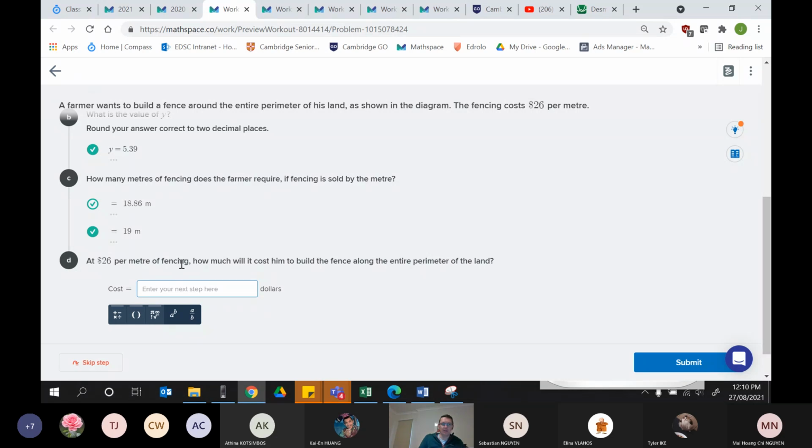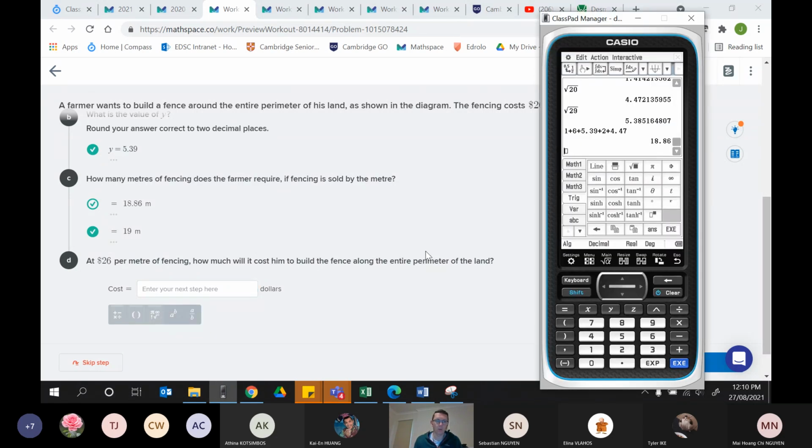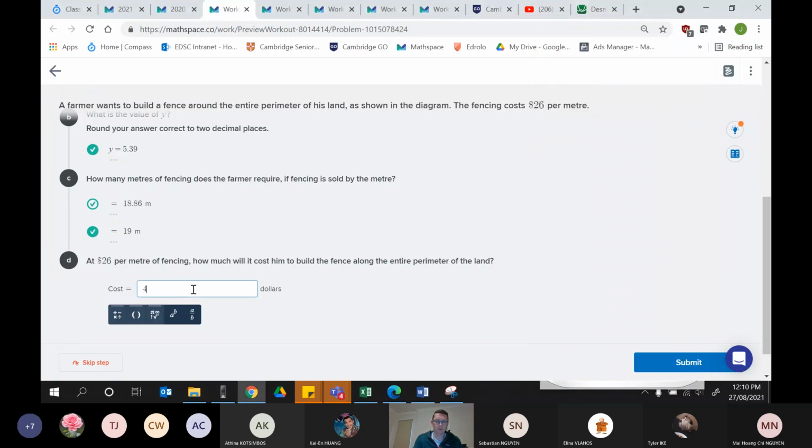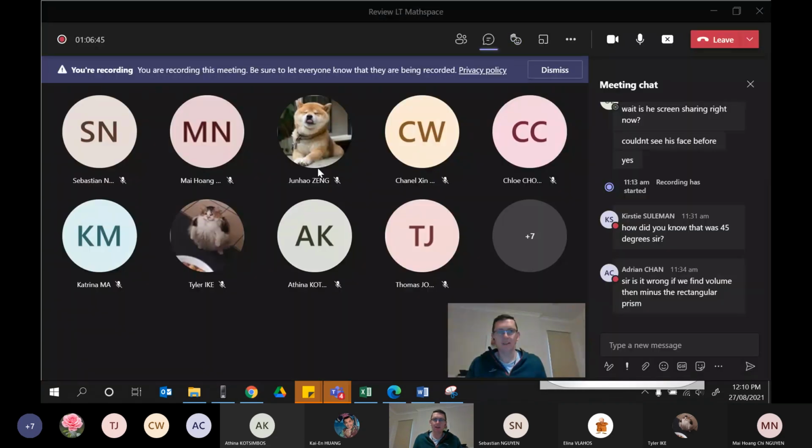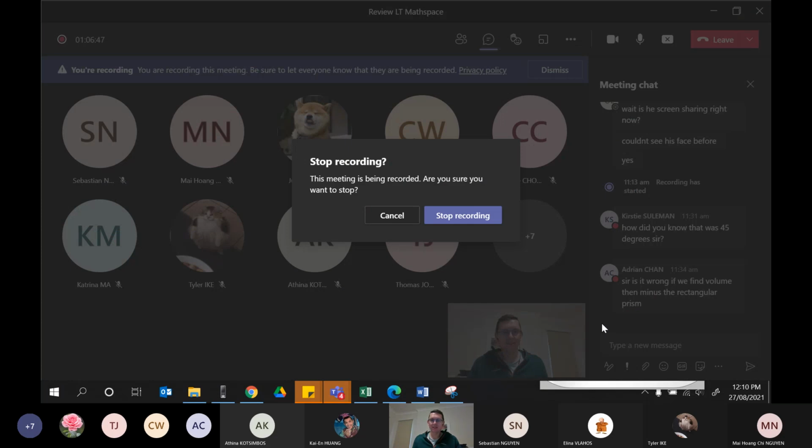At $26 per meter fencing, how much will it cost him to build a fence along the entire perimeter? So it's going to be, because it's sold per the meter, that means I've got to do 19 by 26. Of course, it's done by the meter. 494. And we're done. And that is it. Hopefully, it kind of helped.